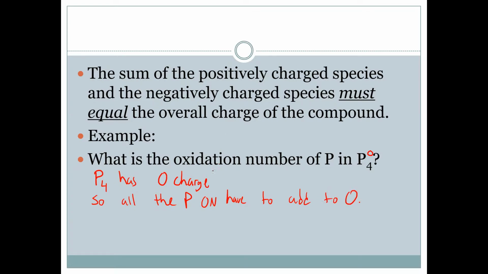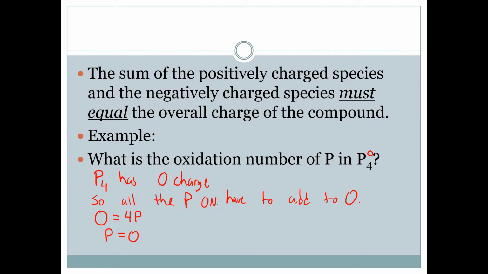Now the only way that this can happen is if we take the following. We have a 0 charge, and this will equal all the charges of the 4 phosphoruses added together. So this means then that the oxidation number of phosphorus must be 0.